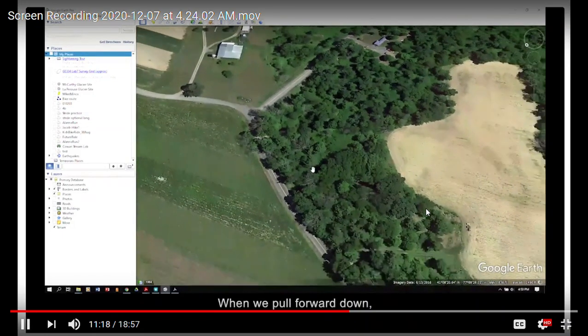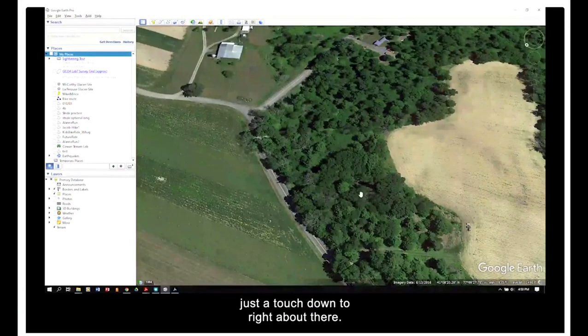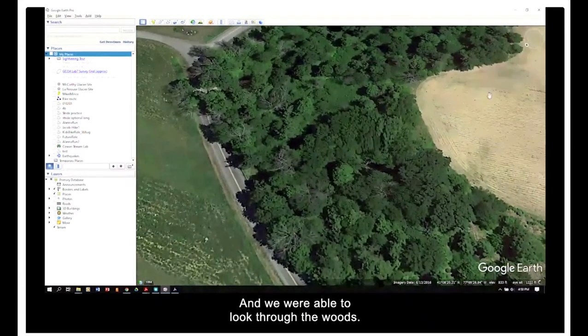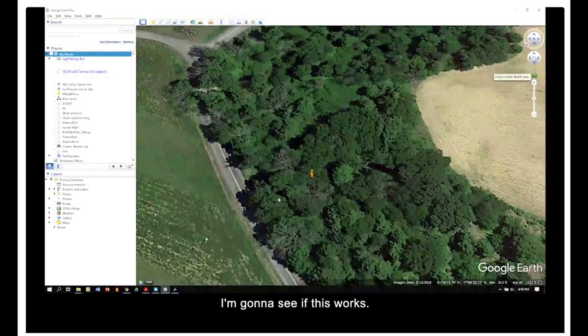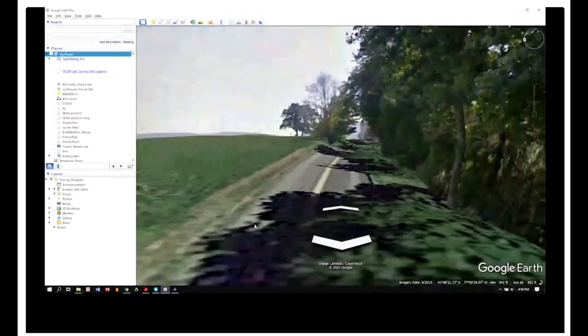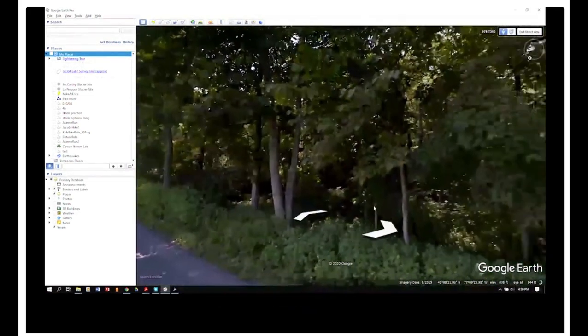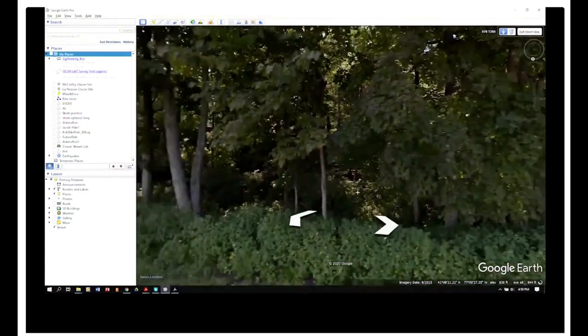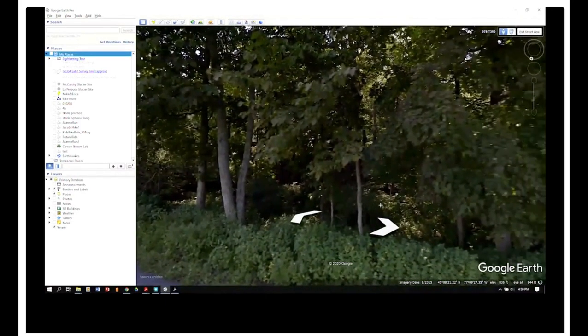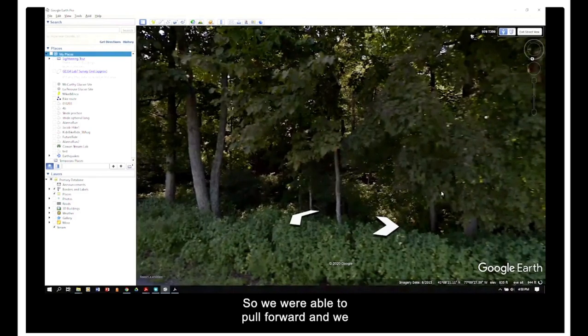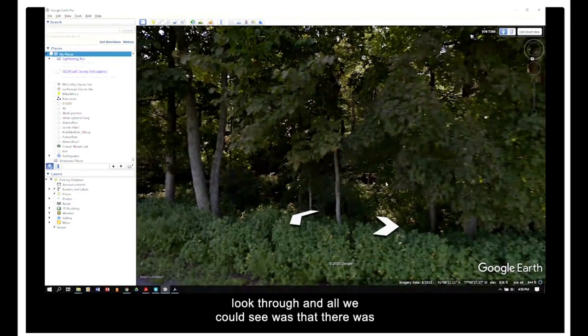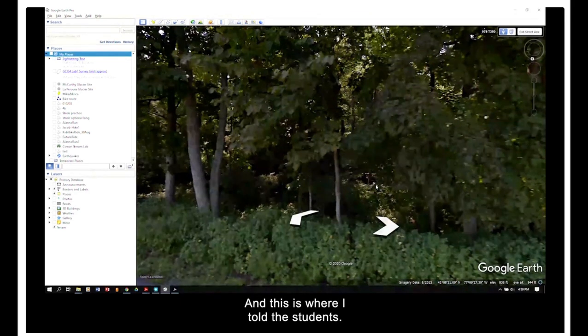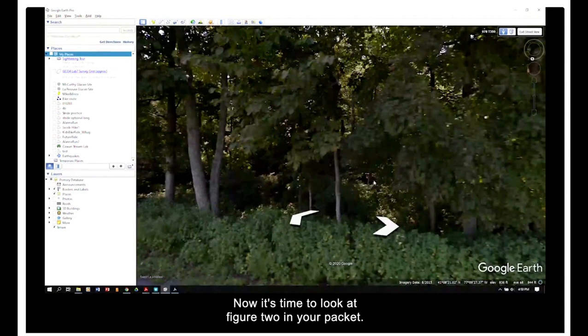And we pulled forward down just a touch, down to right about there, and we were able to look through the woods. I'm going to see if this works. So we were able to pull forward, and we looked through, and all we could see was a little darker spot off into the distance. And this is where I told the students, now it's time to look at figure 2 in your packet.